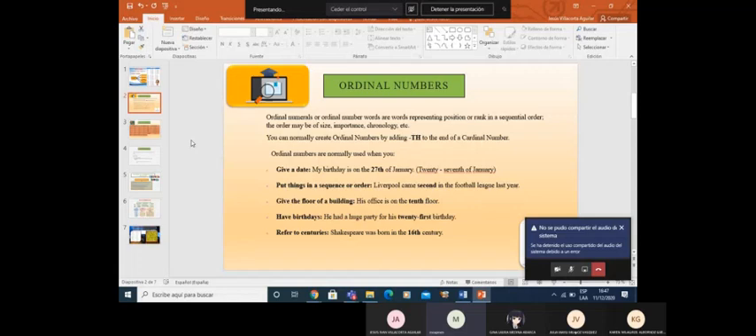Put things in a sequence in order. For example, Liverpool came second in the Football League last year. Give the floor of a building. For example, his office is on the 10th floor. Birthdays, for example, we had a huge party for his 25th birthday. And last, it refers to the centuries. For example, Shakespeare was born in the 16th century.